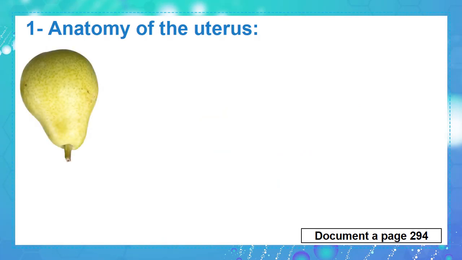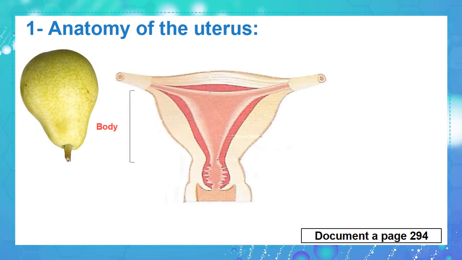It has both the shape and the size of an upside-down pear. It is formed of an upper wide part, the body, and a lower narrow part, the cervix. Document A of your books shows a longitudinal section of the uterus. The body is formed of a serous external layer.